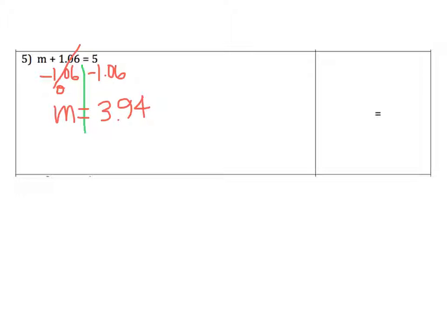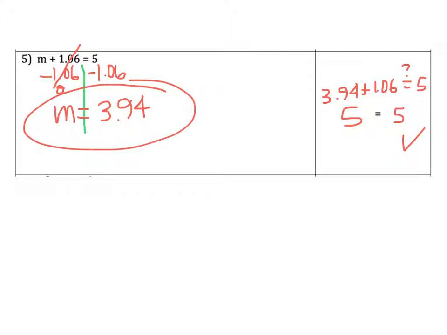3.94. Now, I'm going to rewrite my original equation, but instead of writing m, I'm going to write its equivalent value, 3.94. I'm going to add 1.06 to that, and I want to see, does that equal 5? I know that the right-hand side is 5, so let's type into our calculator. 3.94 plus 1.06, enter. And indeed, I get 5. So that lets me know that m does equal 3.94.